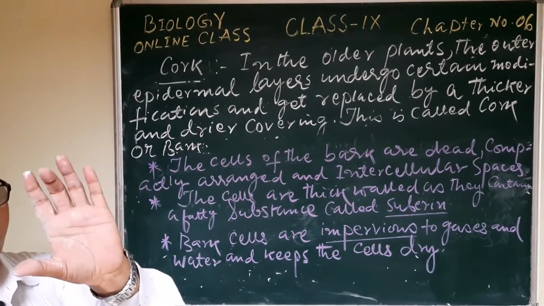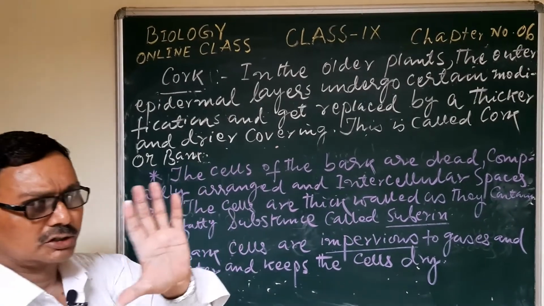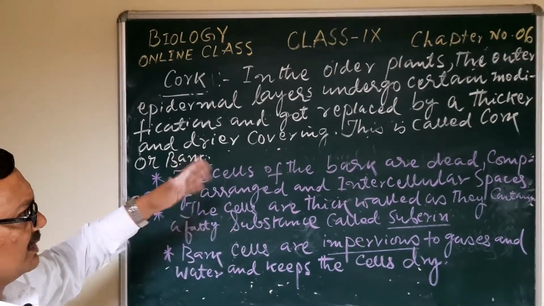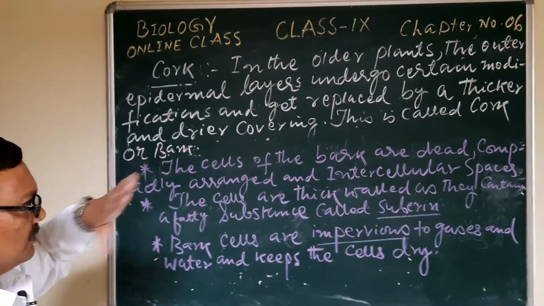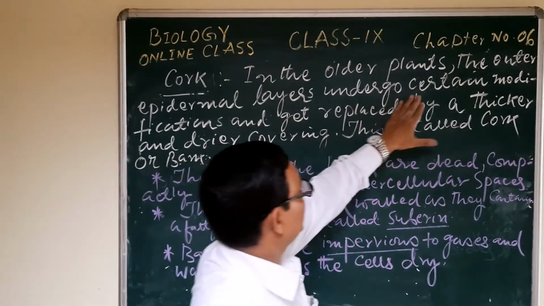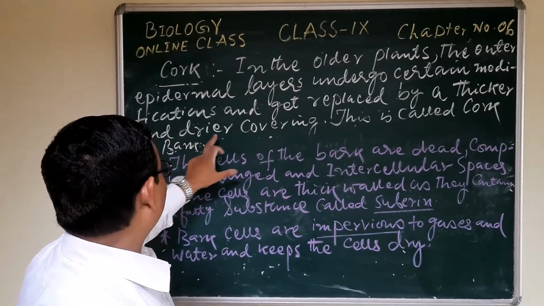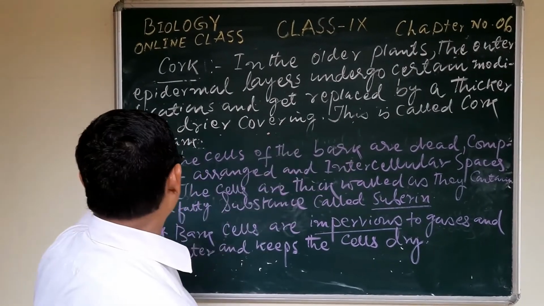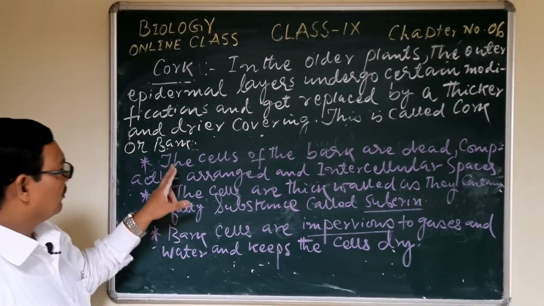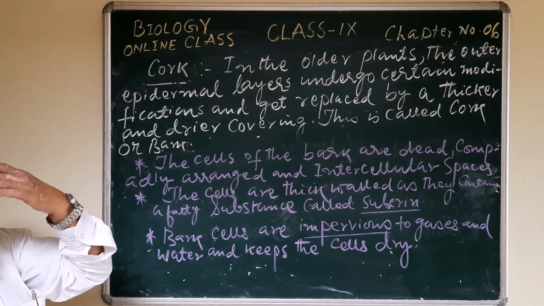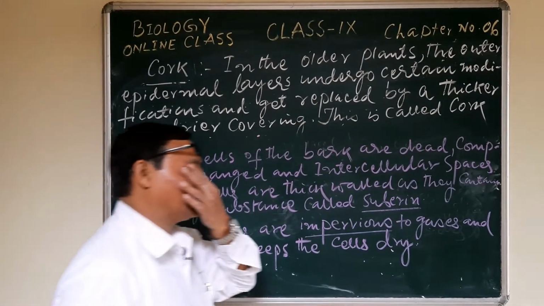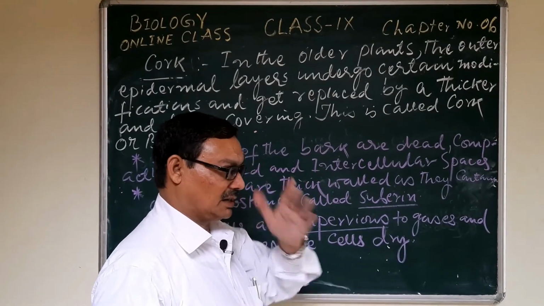But you have to only write down these short notes according to your syllabus. There is no detail required. The epidermal layers undergo certain modifications and get replaced by a thicker and drier covering. This is called cork or bark. Bark, in common language, you may say छाल.